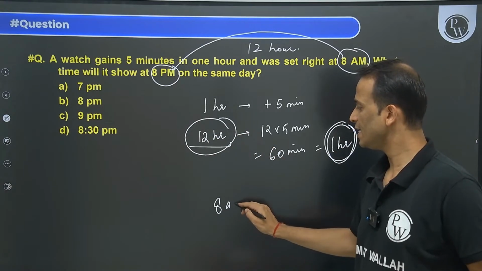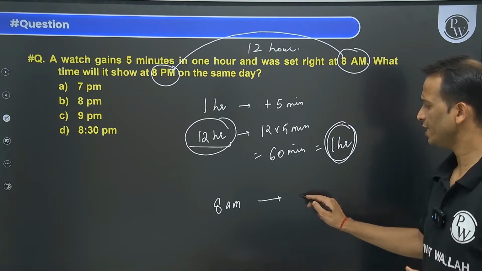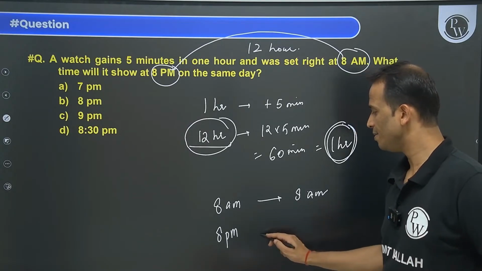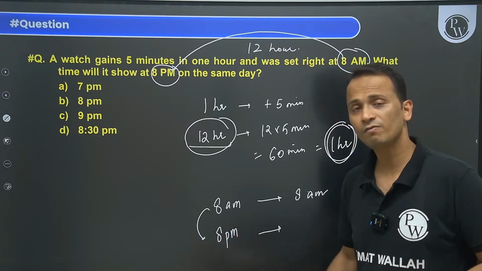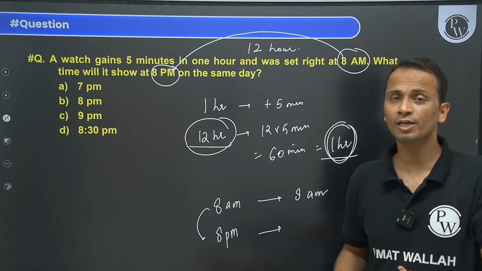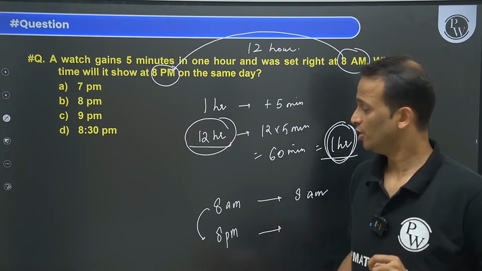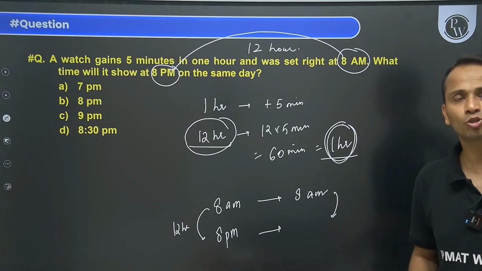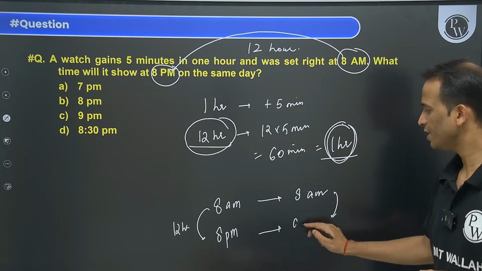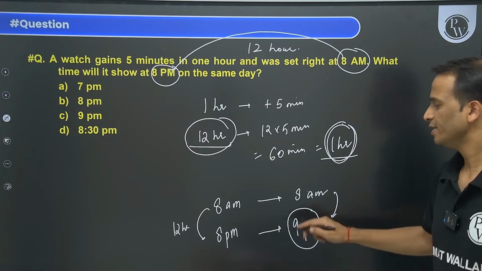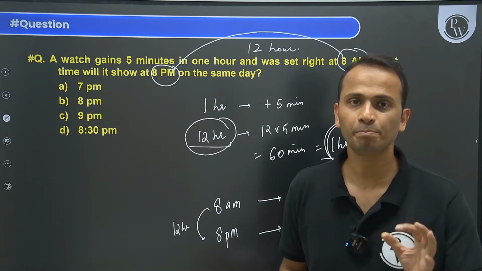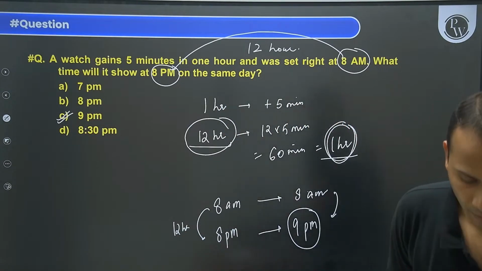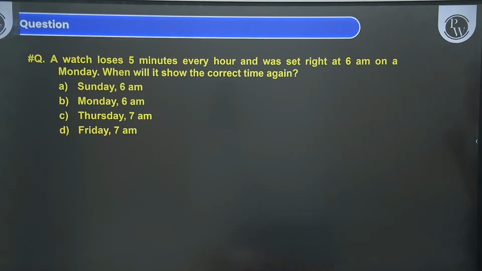Now it was set correctly at 8 a.m. So when the correct time was 8 a.m., this clock was showing 8 a.m. Now after 12 hours, that means at 8 p.m., in these 12 hours we have already calculated that this clock will gain 1 hour. So when 12 hours of correct time elapse, here 1 hour extra will elapse, okay? So instead of 8 PM, it will show a time 1 hour ahead, which is 9 PM. Okay, so 9 PM will be the correct answer. All right, perfect, it was a simple question. Let's look at the next question.